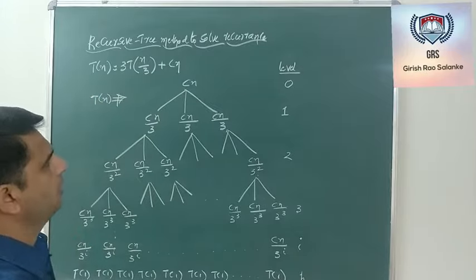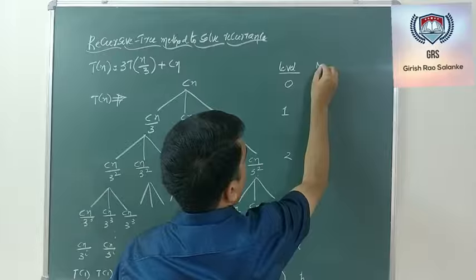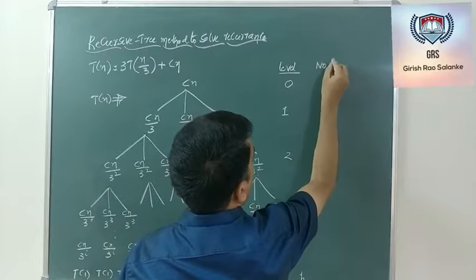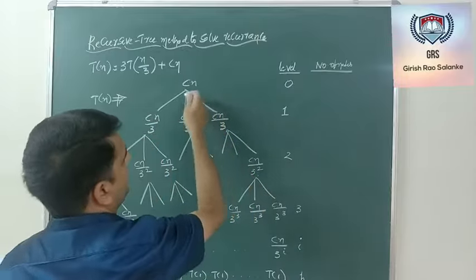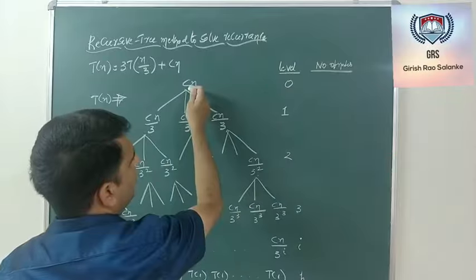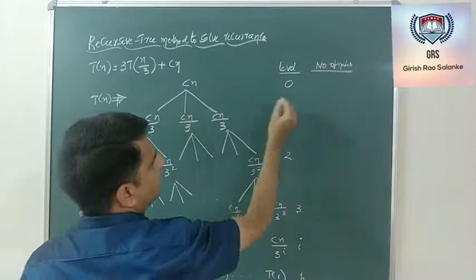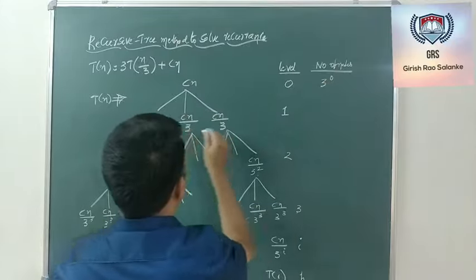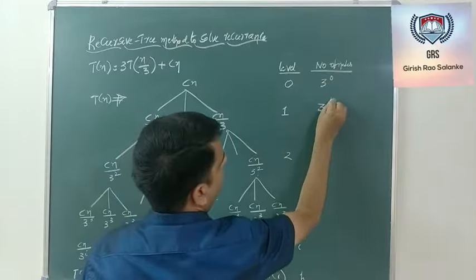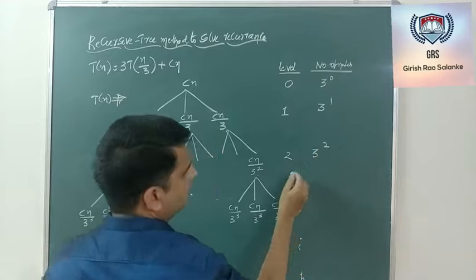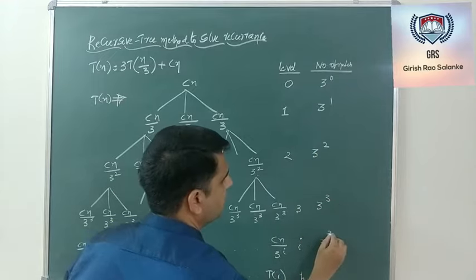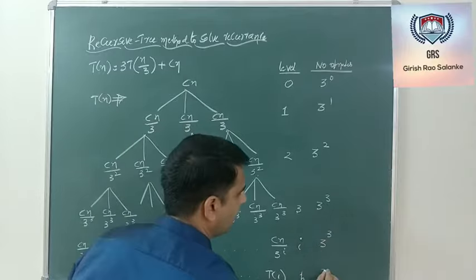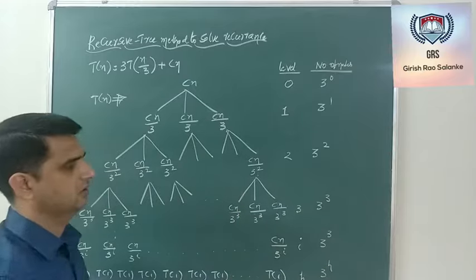Now coming to the number of nodes. How many nodes are there at the first level? The first level is denoted with 0. The number of nodes is 1, so I can write it as 3 power 0. For level 1, I have 3 power 1. This is 3 power 2. This is 3 power 3. At level h, I will have 3 power h.